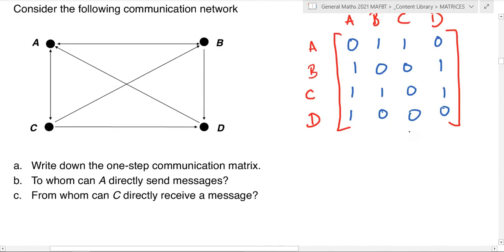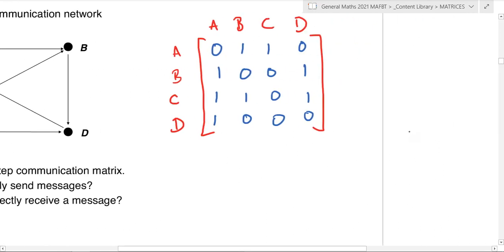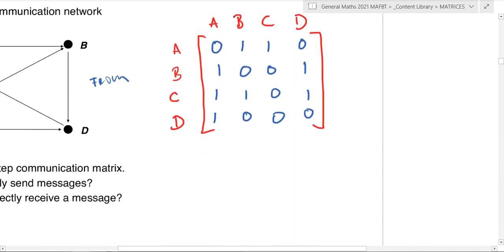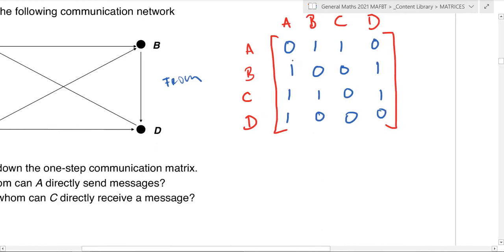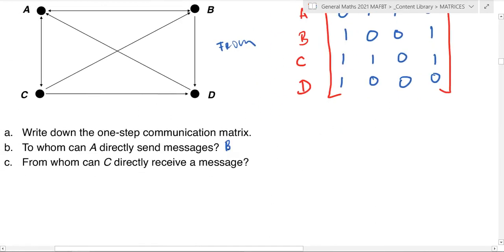So part B, to whom can A directly send messages? So who can A just directly send a message to? So we're going from and then to. So if you look at that question, who can A directly send messages to? Well, A can send directly to B to C. That's it. All right, so for that one, B and C.